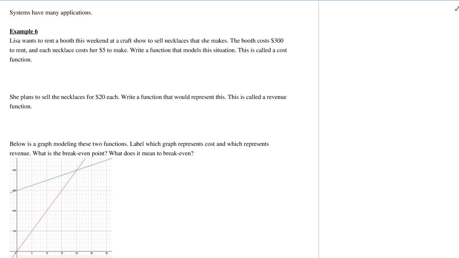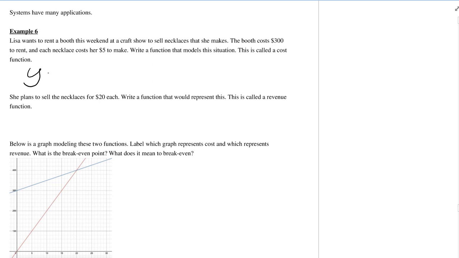So here's the problem. Lisa wants to rent a booth this weekend at a craft show to sell necklaces that she makes. The booth costs $300 to rent, and each necklace costs her $5 to make. Write a function to model this situation. So this is what's known as our cost function.